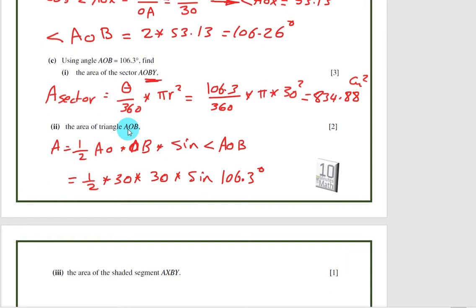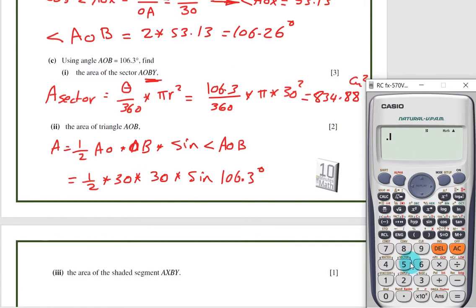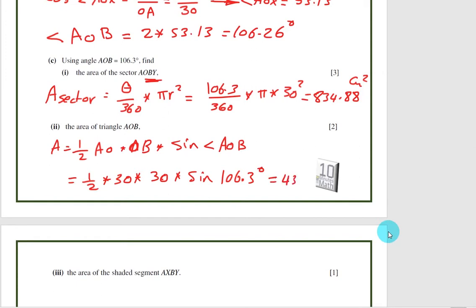which is 106.3 degrees. So it will be 0.5 by 30 squared by sine 106.3. So the area is 431.9 centimeter square.